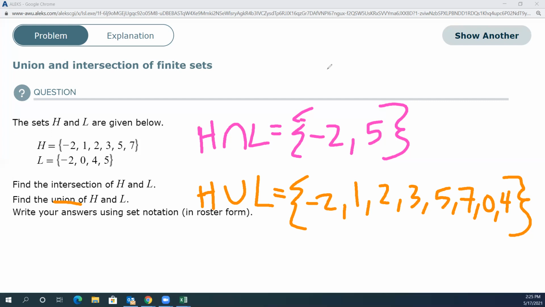So the basic idea of intersection and union is, with intersection, you keep only what they have in common, or where they overlap. And with union, you keep everything from the two sets.